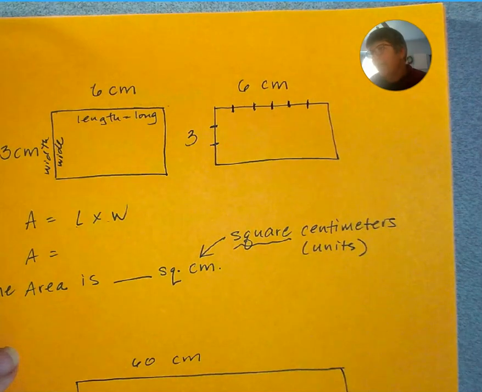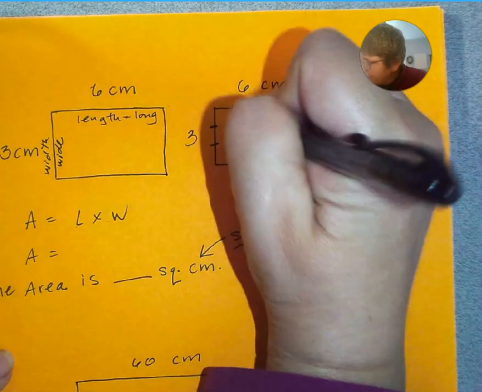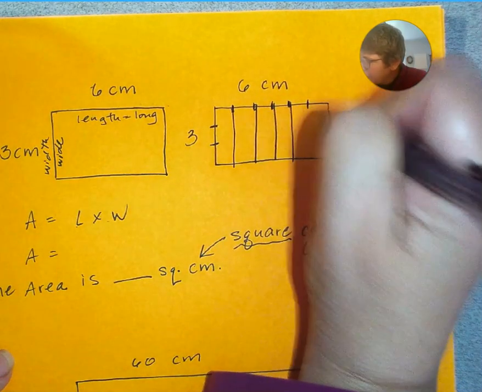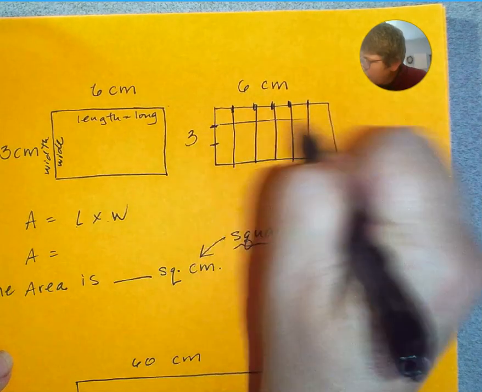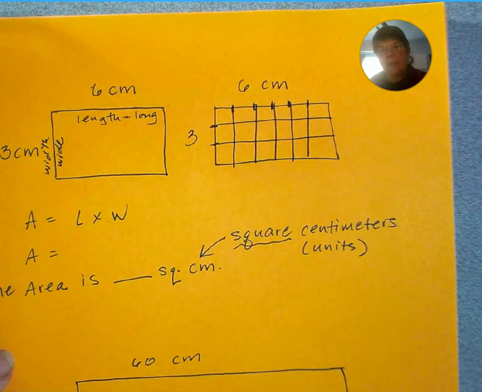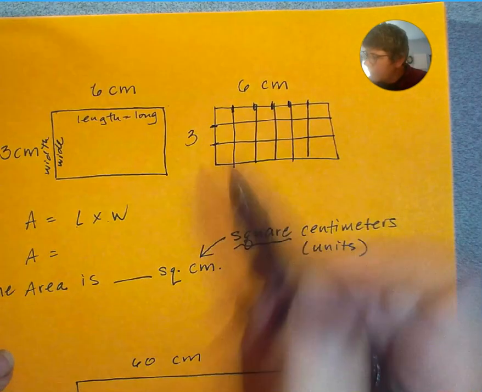Now let's pretend this is like a miniature little rug that you have in a miniature little mouse's house, okay? And our little rug, just going to draw these lines straight out. And we're going to find how many square centimeters our rug is, okay? Do you see the little square centimeters?